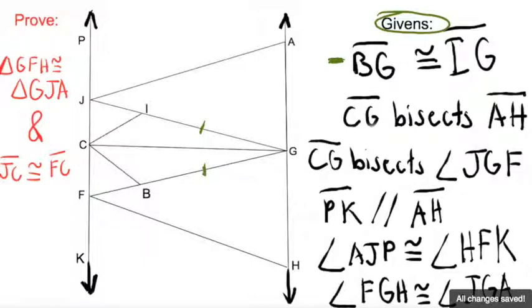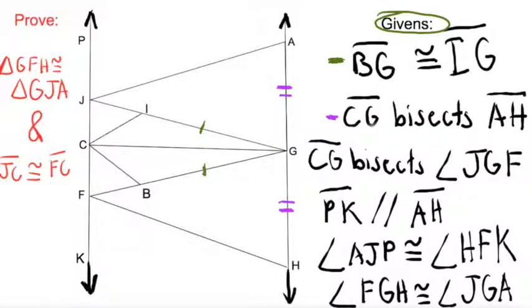Second line says that line segment CG bisects line segment AH, and we will be corresponding this given with the color purple or magenta. And so we will mark these lines as congruent since CG bisects the whole line on the right, which means that it is split in half.